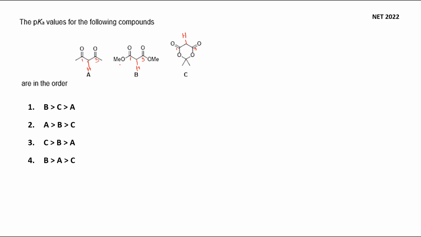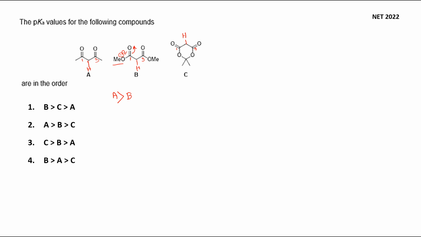But remember, in case of B, because of this OMe group, there will be some competitive resonance. That means the full electron withdrawing effect from these 2 carbonyl groups in the 1 and 3 positions, we will not get in case of B. So A will be more acidic than B because in case of A, the negative charge is more stable. The double bond character of C double bond O is less in case of B, so its electron withdrawing effect is less. So the negative charge is less stable in B compared to A. So A is more acidic than B.